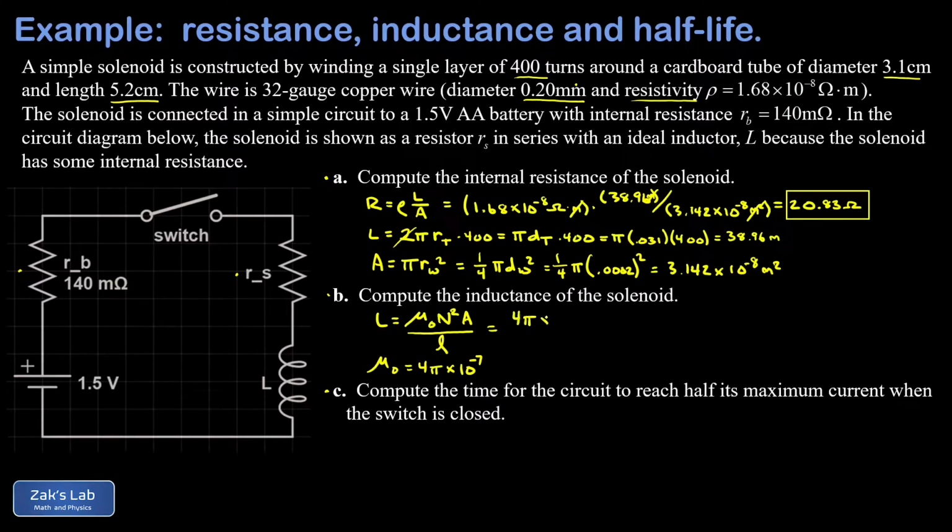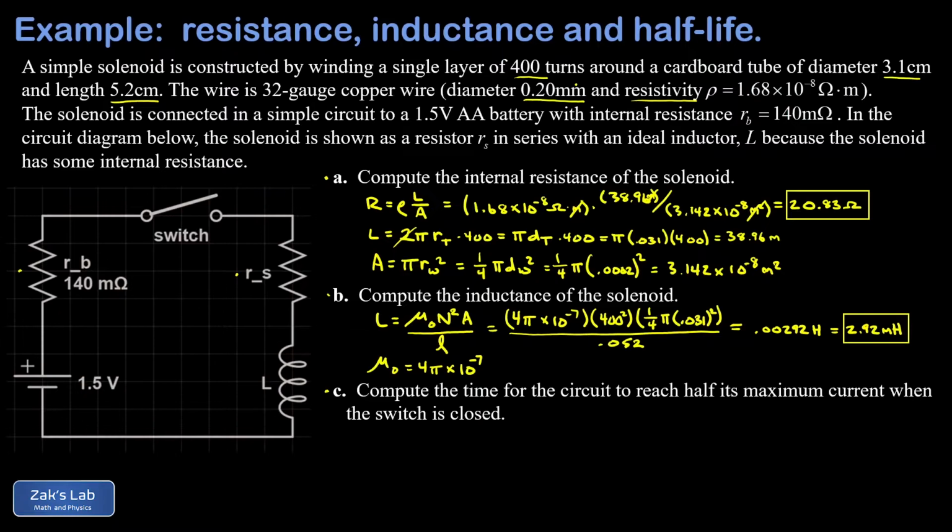So we plug all the numbers in. The permeability of free space, 4 pi times 10 to the negative 7. The number of turns, 400 squared. The cross-sectional area of the solenoid itself, I'm going to use 1/4 pi diameter squared again, but the diameter of the solenoid itself is 3.1 centimeters, which we can then write as 0.031 meters, and we're going to square that. All of this divided by the length of the solenoid, which is 0.052 meters, or 5.2 centimeters. And when we run the numbers on this, we get 0.00292 Henries for the inductance. And it's nicer to write this as milliHenries. That's 2.92 milliHenries.